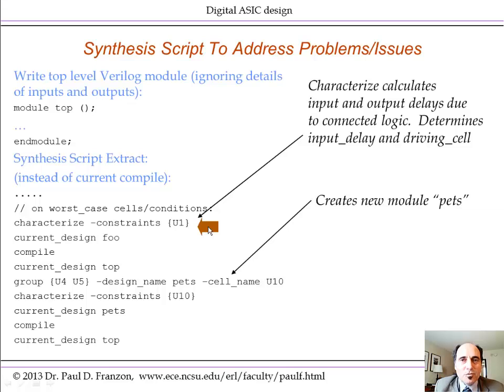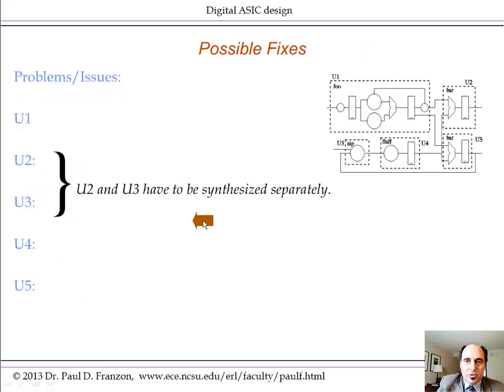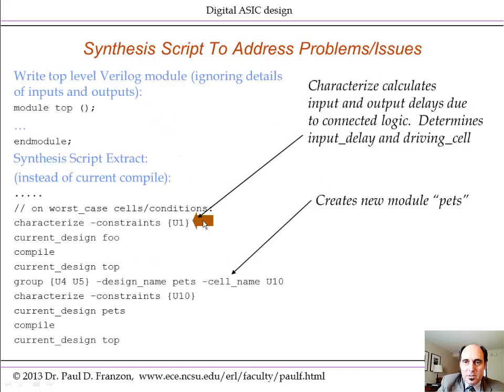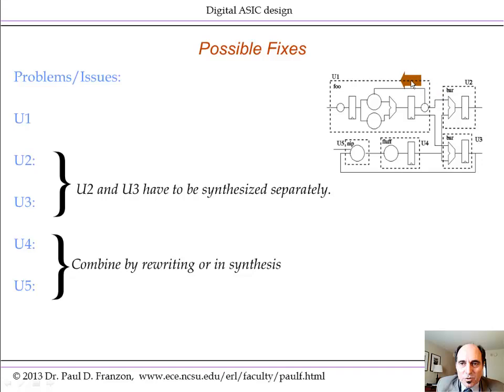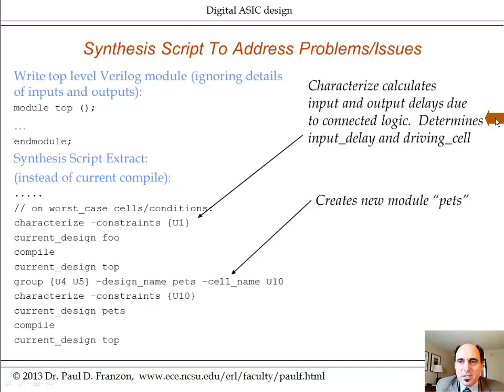So here what we're doing is running characterize constraints on U1, which you recall is this big module here. So what we're doing here is calculating what output delay we need due to the delay here. But no, U2 hasn't been optimized yet, so this actually might be quite large. We'll come back to that. We then set current design to be that module. We compile just that module. We go back up the hierarchy, current design to top.